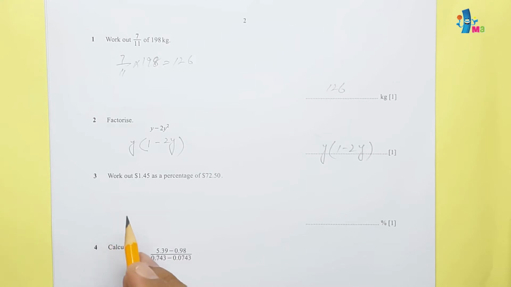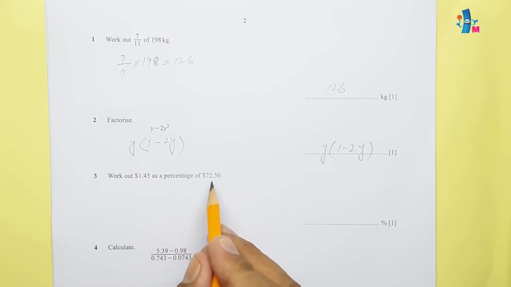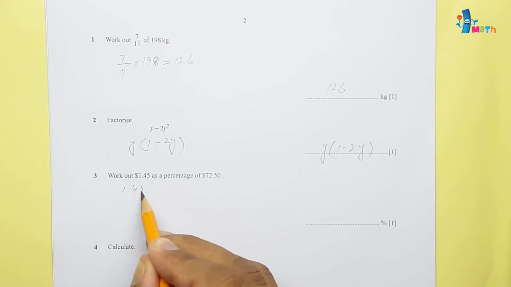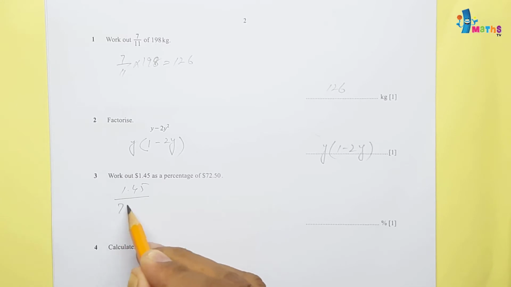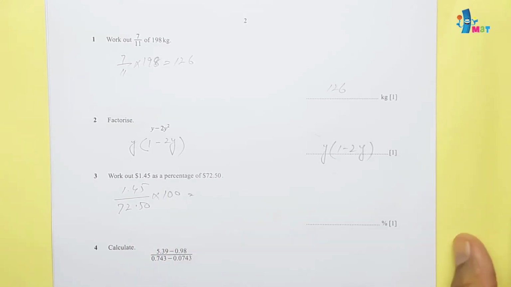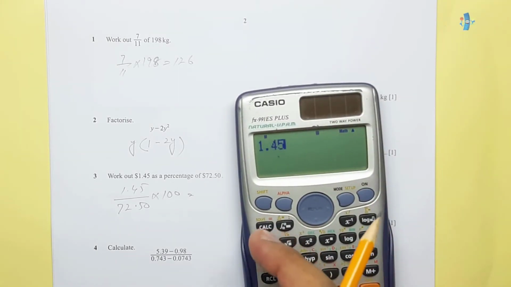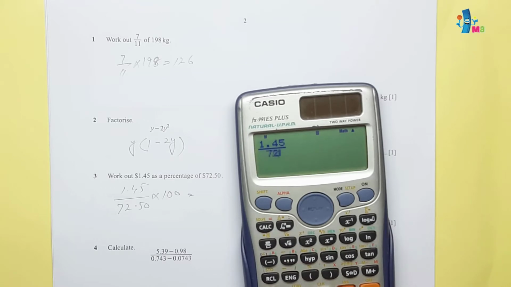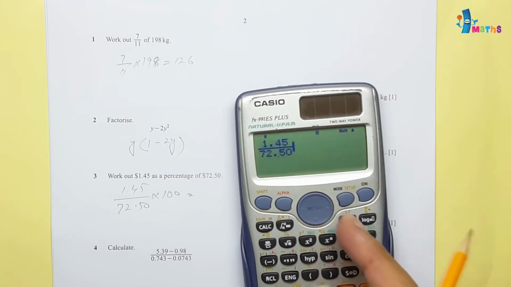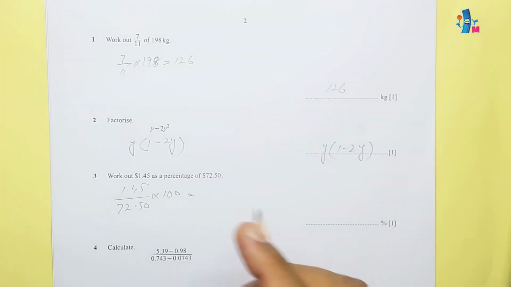Question number 3, work out $1.45 as a percentage of this one. So 1.45 over this 72.50 into 100 for percentage, and the calculation will result in 1.45 over 72.50 multiplied by 100, which is equal to 2. So our answer will be 2%.